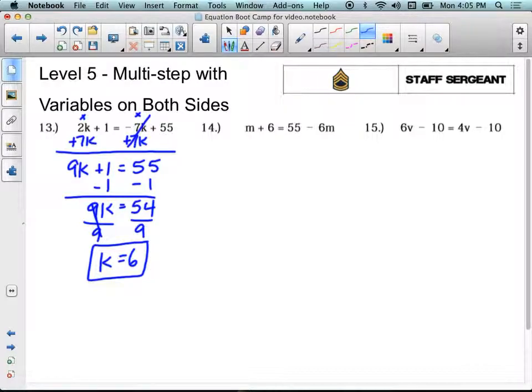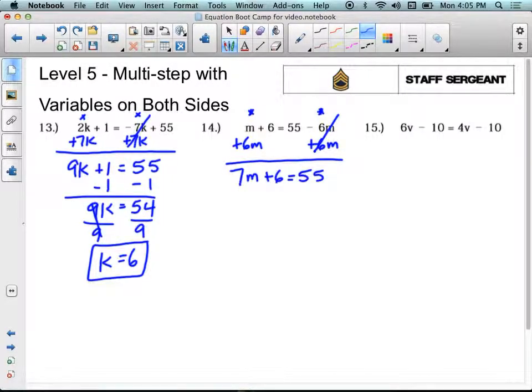Again, I want to get all my variables on one side. So I've got m and I've got negative 6m. I want to get them together, so I'm going to move the smaller one. To me, I see negative 6 is smaller than 1, so I'm going to move that one. I'm going to add 6m so that it will cancel out. If there's a minus 6m, I'm going to do a plus 6m. So that's 7m plus 6 equals 55.